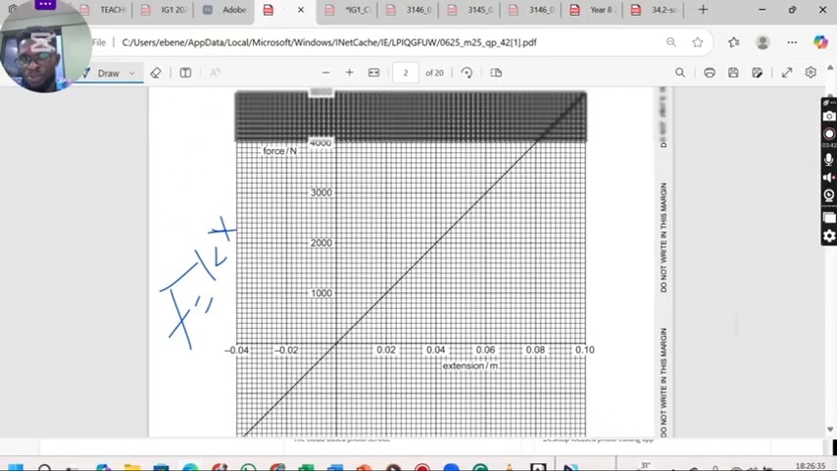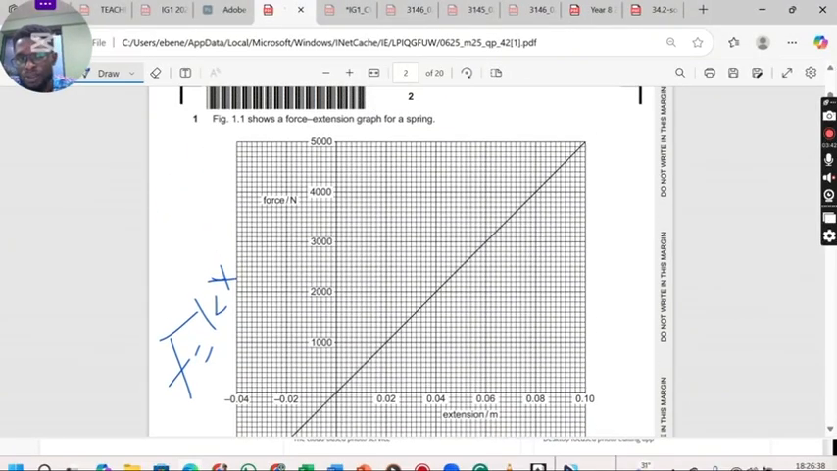500, where will it be? It is going to be in between 4,000 and 5,000, right? So it will be somewhere here. Now, if you trace 4,500 to the graph, will it touch the graph? Has it touched the graph?